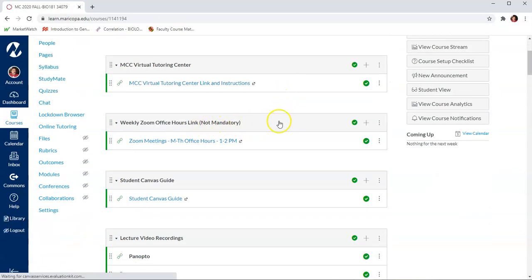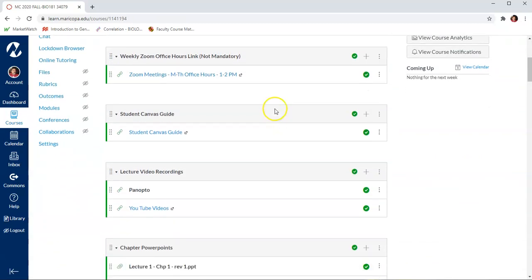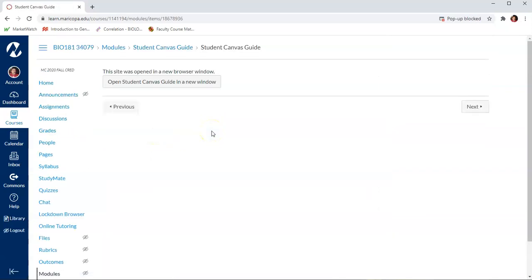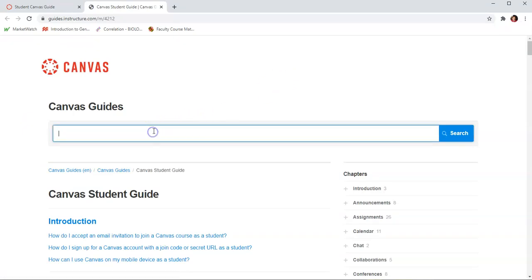Again, these office hours are not mandatory. It's only if you want to join. Some students may not be familiar with Canvas, so one of your assignments is going to be to post a profile picture in Canvas.